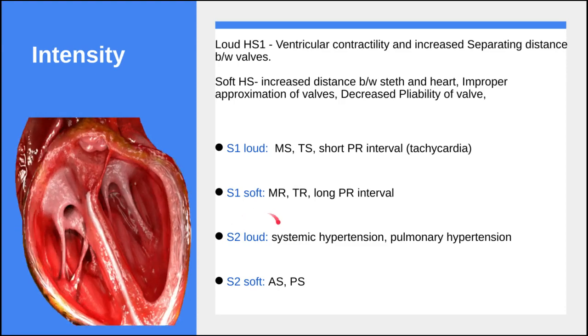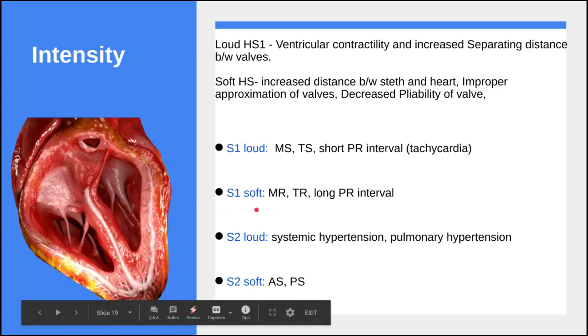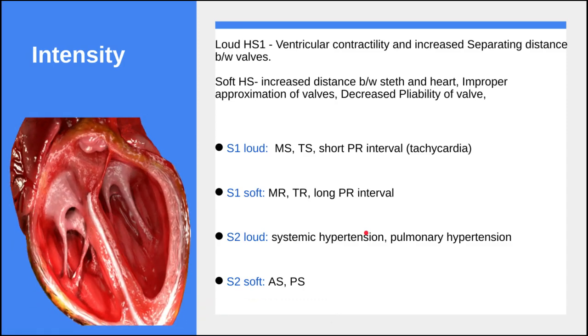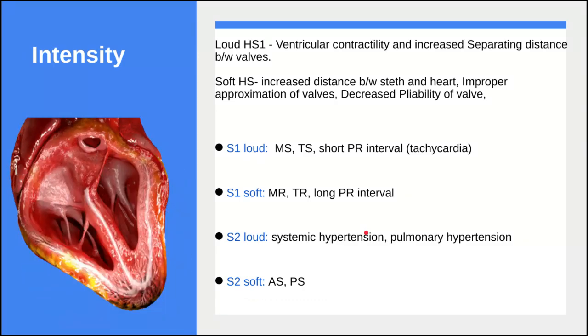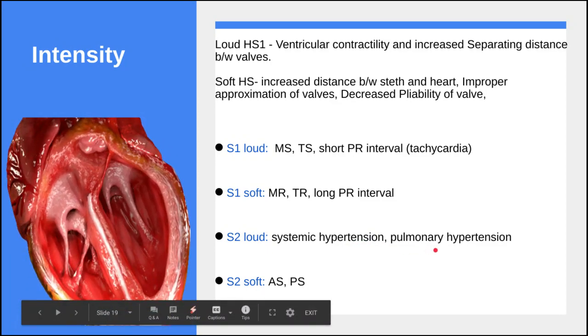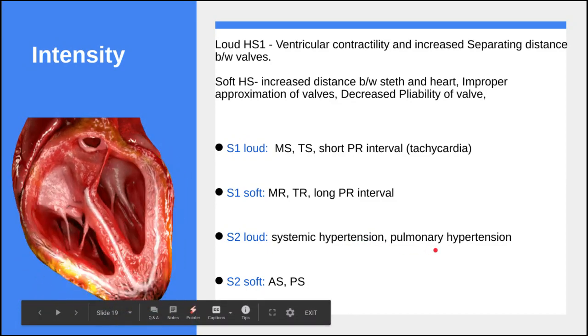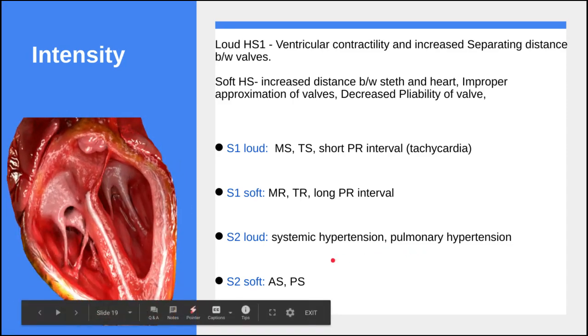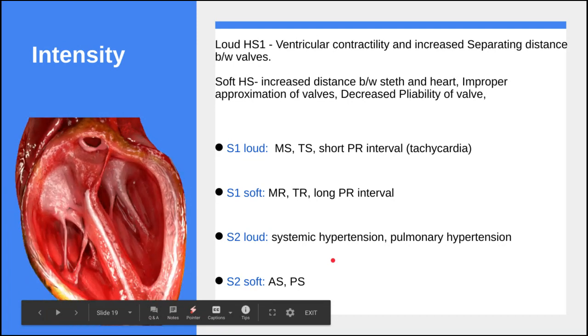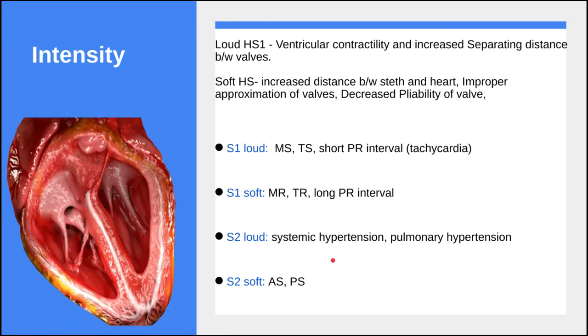Then an example of loud S2 is when the aortic or pulmonary valve closes against high pressure, like in systemic hypertension and pulmonary hypertension. And soft S2 will be heard in aortic stenosis and pulmonary stenosis due to decreased pliability of the valve.